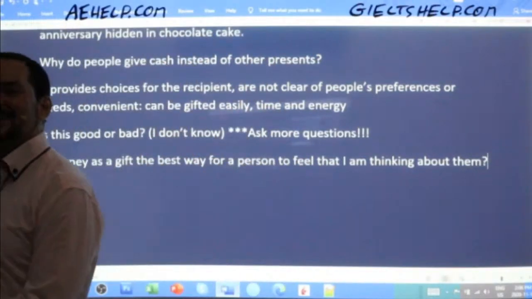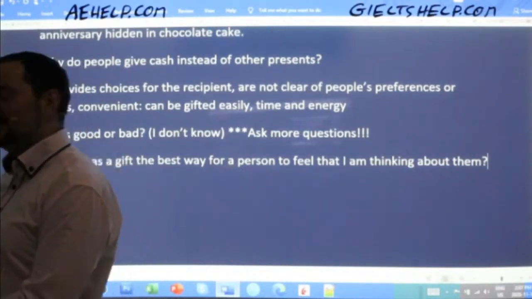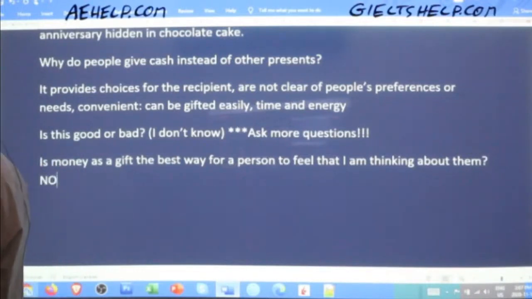Abhishek says, give her a gold card. That might work. All right. So no, not likely.